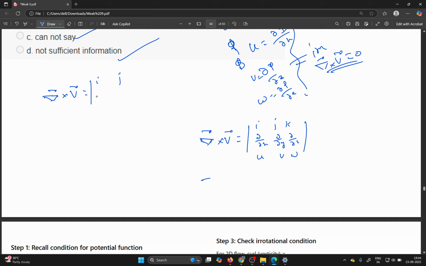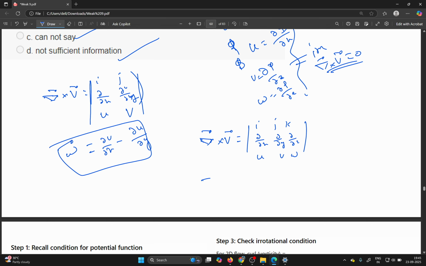Del x by del y del y, and here is u, v. So for the curl of this, how will we write? Del v by del x minus del u by del y. This is y, and this is your w.